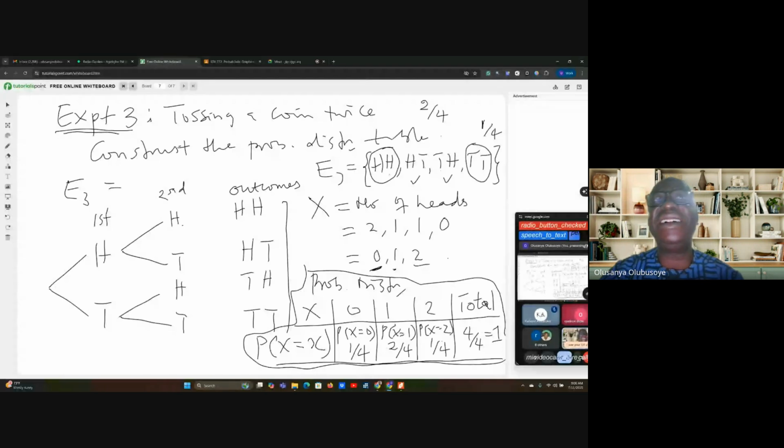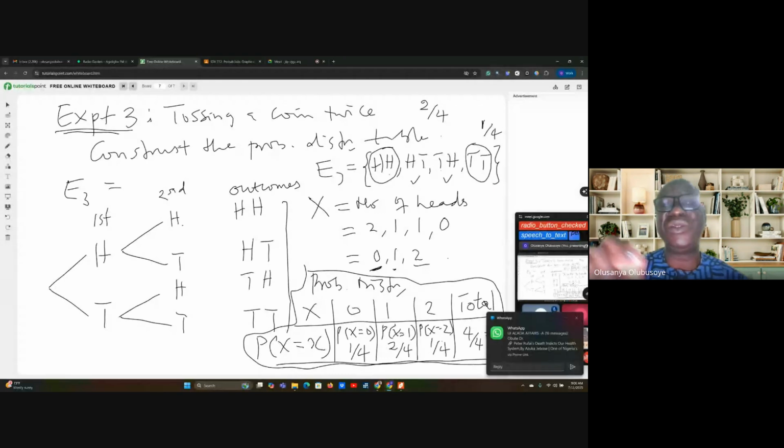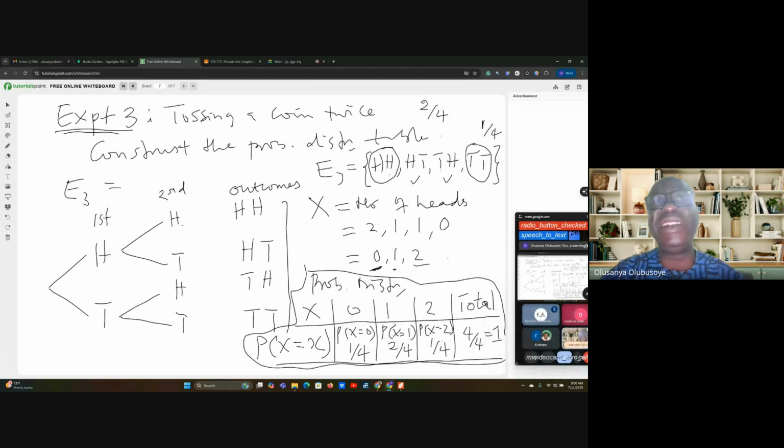So you must always be able to develop, construct your probability distribution table, and be sure that you know all the possible outcomes and you can compute the associated probabilities. Right.